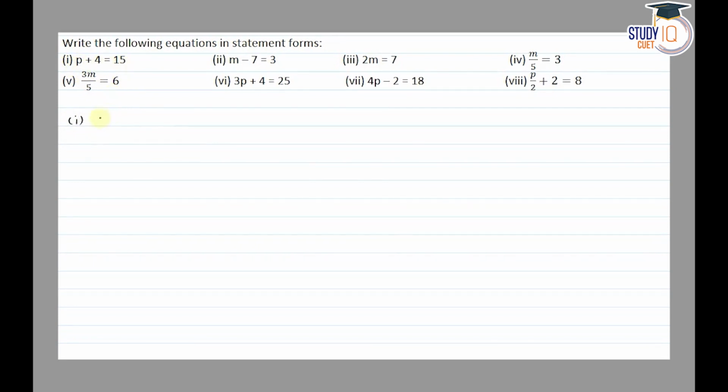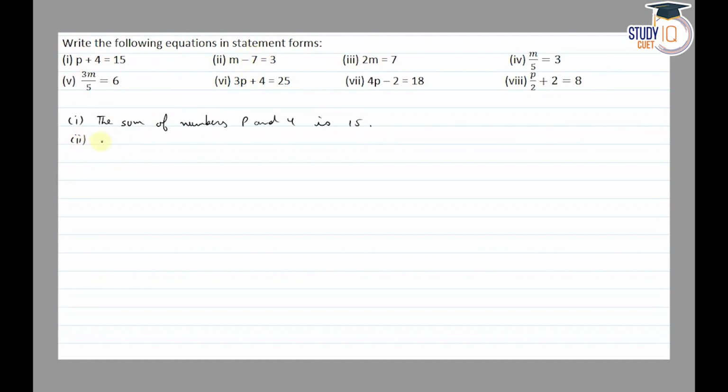So हो जाएगा the sum of numbers p and 4 is 15. So हम इसे भी ऐसे भी लिख सकते हैं 4 is added to p, then we got 15. So इस तरह से हम स्टेटमेंट कुछ भी लिख सकते हैं.